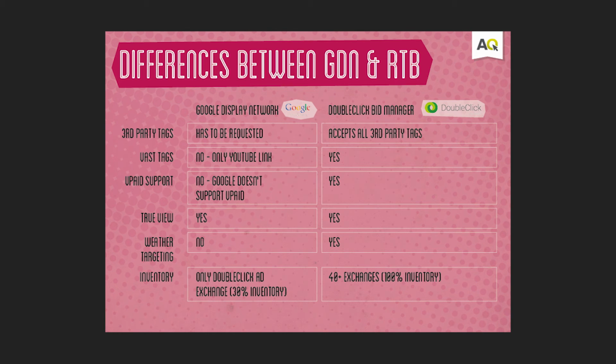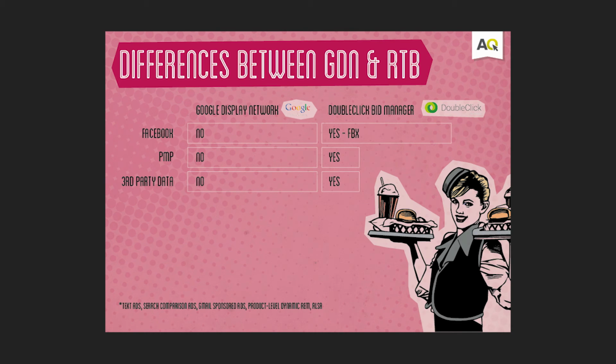In terms of inventory, Google Display Network uses AdSense and AdX. It has inventory from YouTube, Gmail, and Maps. On programmatic platforms, you have access to 100% inventory. Everything that's available on the Google Display Network is available programmatically.